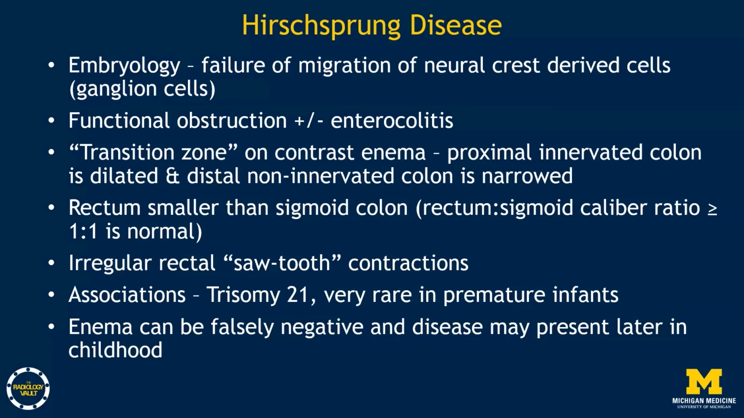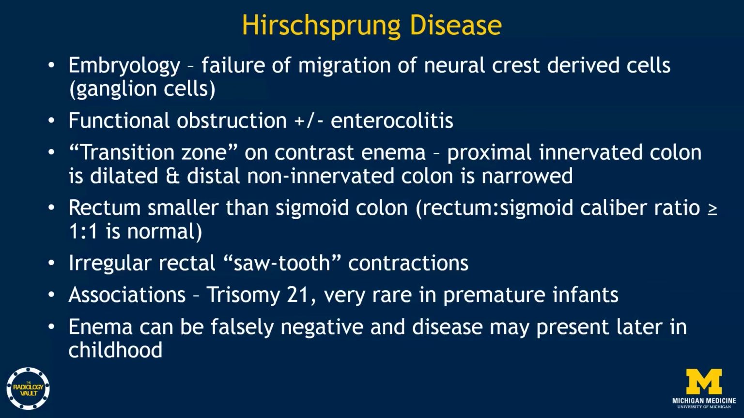In the case of Hirschsprung disease, because of the narrowed aganglionic segment for the rectum, the ratio will be reversed and less than 1. You may also see abnormal sawtooth appearing contractions of the aganglionic segment. Now, the associations with Hirschsprung disease include trisomy 21, and for unknown reasons, it is very rare in premature infants.